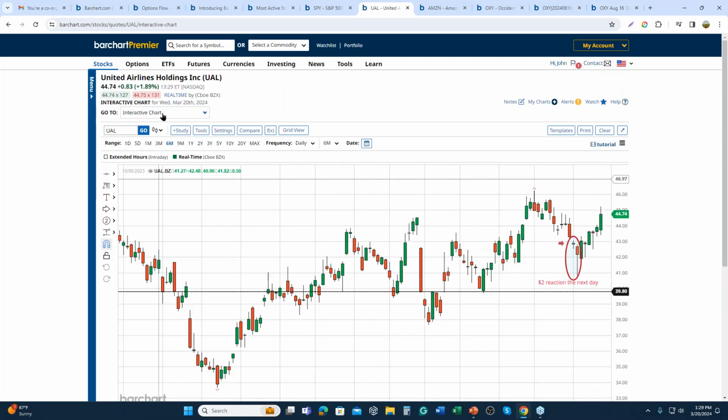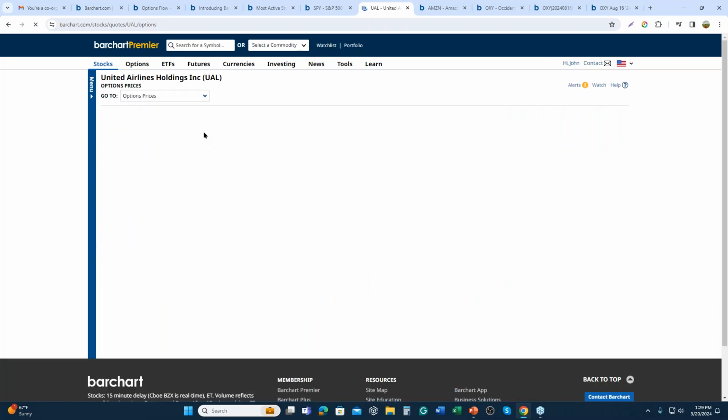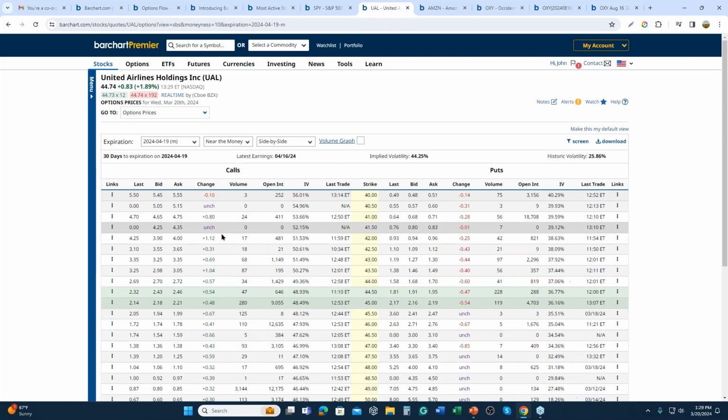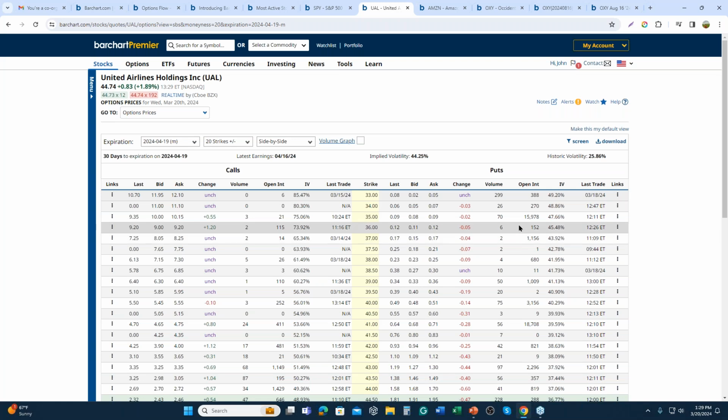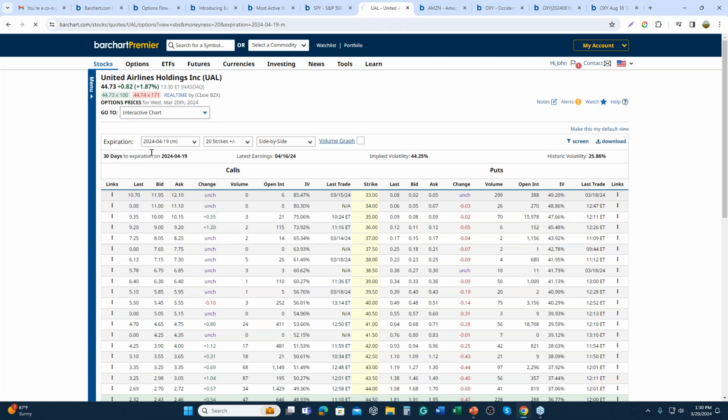But let's go back into, again, this is the forensics. Here I'm going to options pricing. And this was, I believe, the April monthly. And I need to expand my strike. And what we can see is, here's the 35 strike, here's the $41 strike, and the open interest is still there. That means these traders are still in this trade. So how can I use this information? Well, let's go back to our chart.